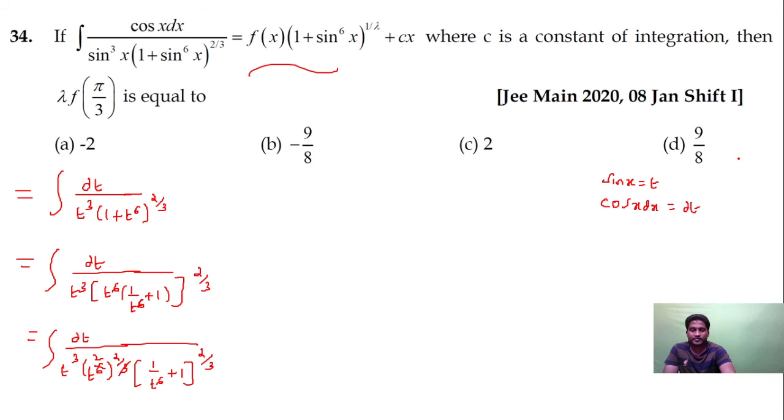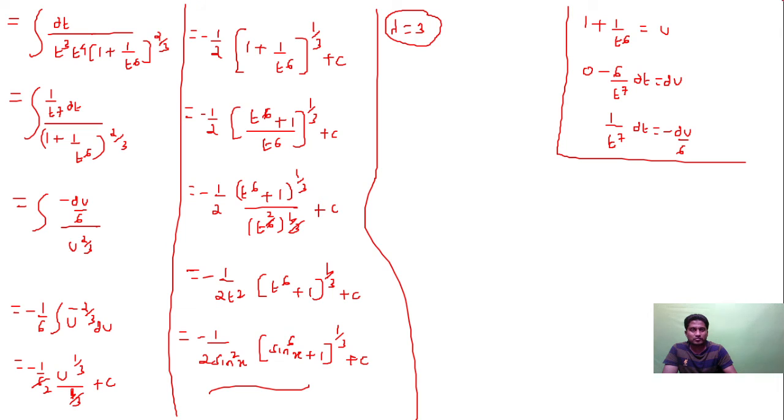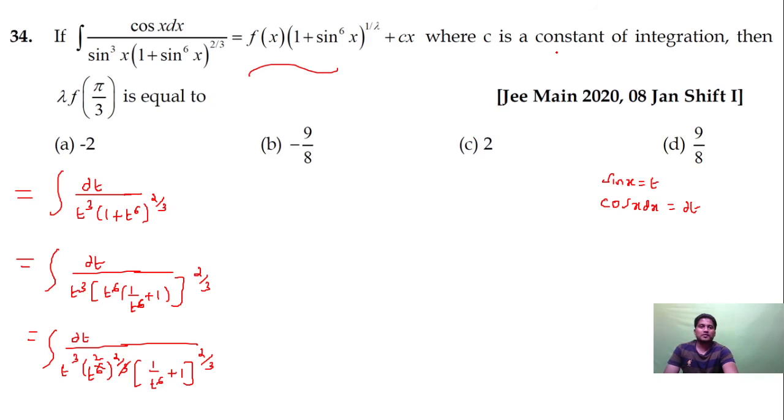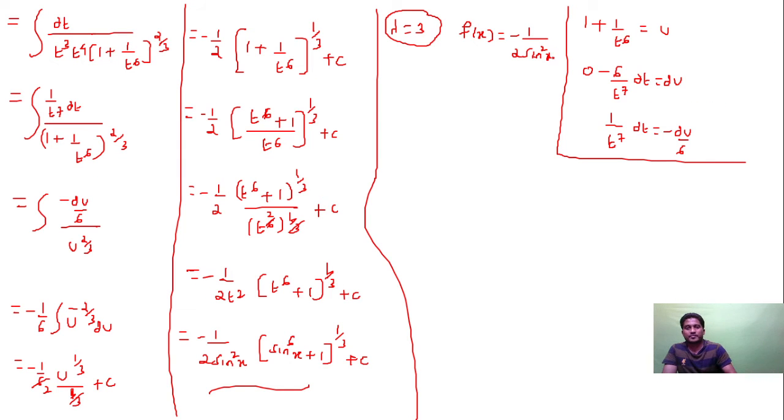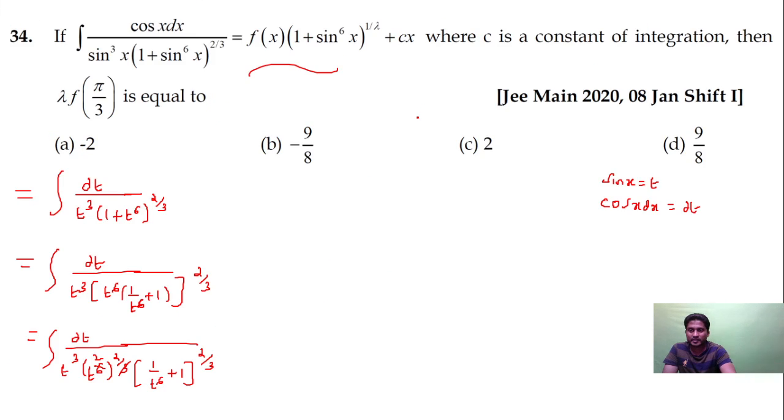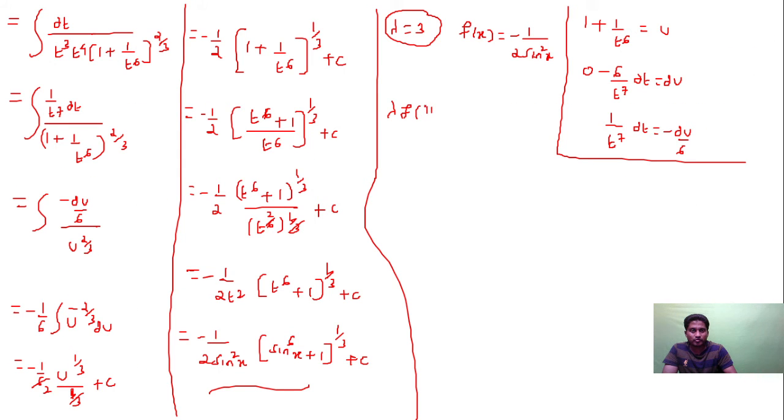And then what is f(x)? f(x) is equal to minus 1 upon 2 sine square x. I am supposed to find out what is lambda into f of pi by 3. Lambda is equal to 3. f of pi by 3 will be equal to minus 1 upon 2 into sine square pi by 3.